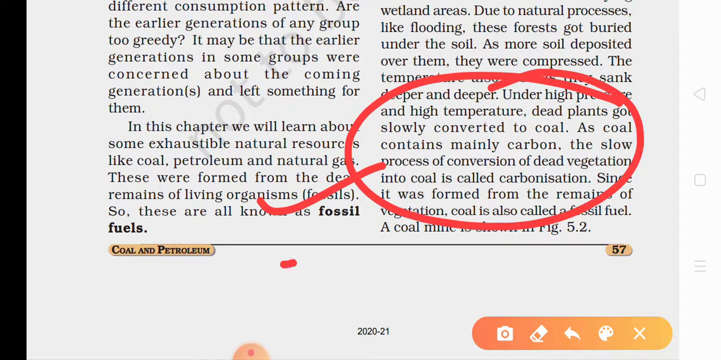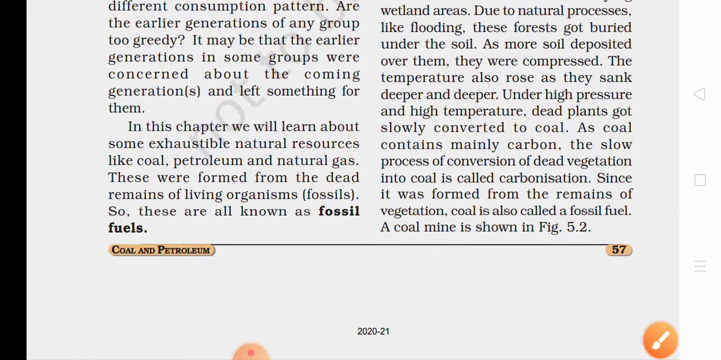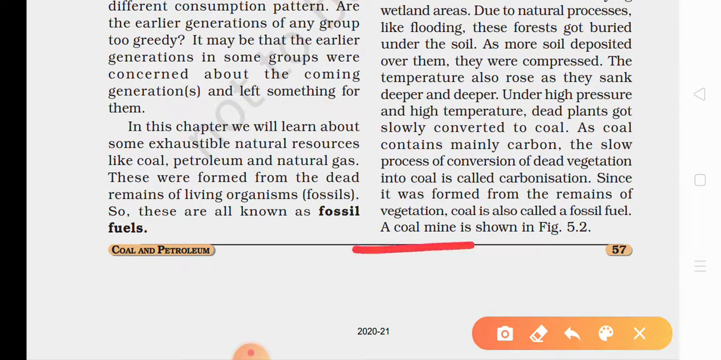This is a very important topic, carbonization. A question also comes: what is carbonization? It is the process in which dead vegetation is converted into coal, and this is a very slow process. It takes millions of years. Since it was formed from dead vegetation, coal is also known as a fossil fuel.